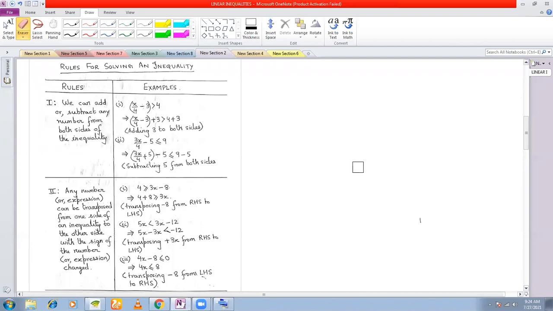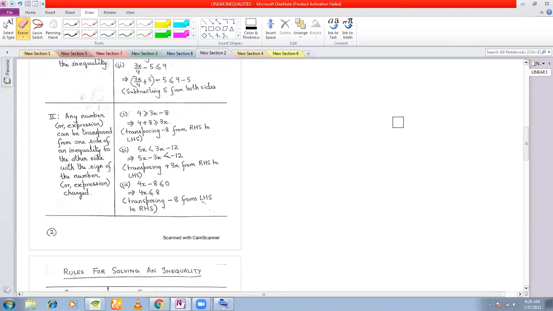Next is a very important rule, that is any number can be transposed from the left hand side to the right hand side or the right hand side to the left hand side, but you need to change the sign of the number. This rule is just the same as your equations. So if you have say 4 greater than or equal to 3x minus 8, and I want to transpose this 8 to this side, from -8 it will become +8. Greater than or equal to 3x. So this will become 12 greater than or equal to 3x.